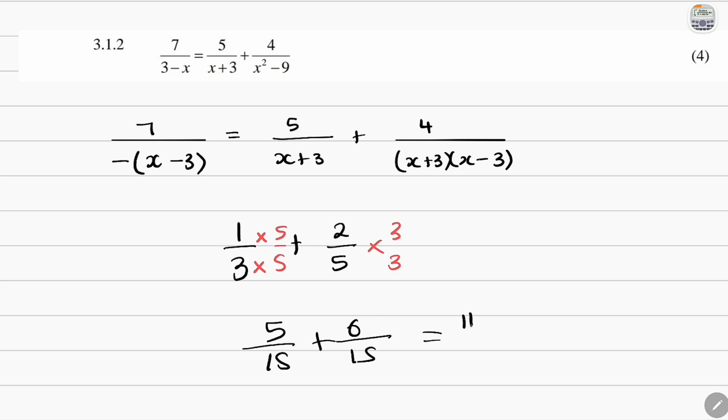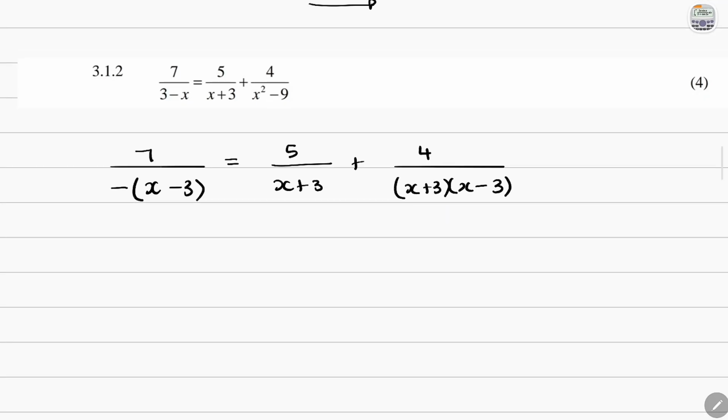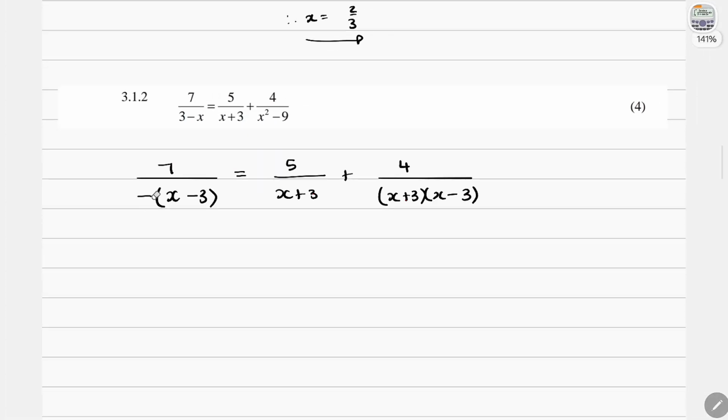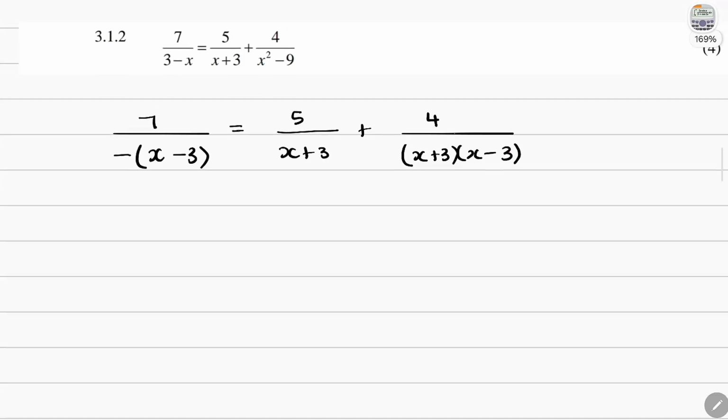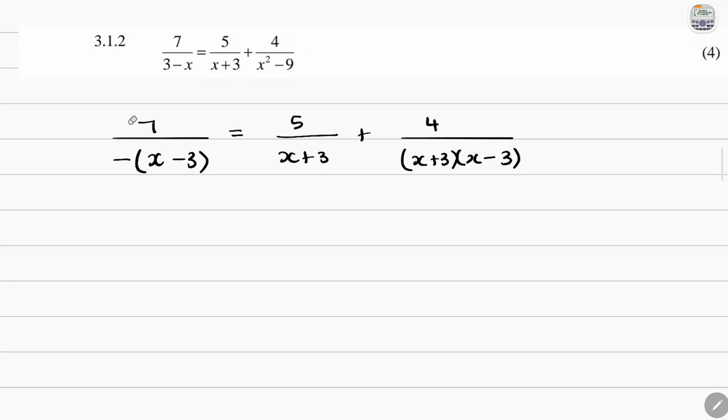Okay, so that would be 11 over 15. The denominator stays the same. In the same way, we need to try to make these denominators the same. So this negative, don't let it distract you. It doesn't have to be there. You can actually just bring it to the numerator, so it can be negative 7 over x minus 3.